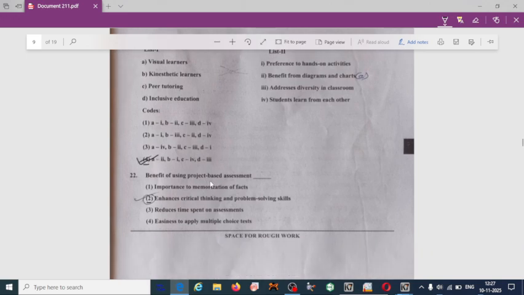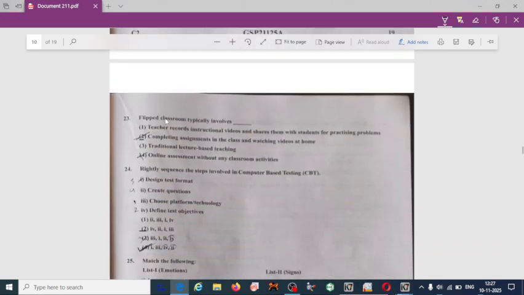Benefit of using project based assessment. Sorry, I will go for the option. Option 2 is correct: enhance critical thinking and problem solving skills. Flipped classroom typically involves. So here the correct option is 2, completing assignments in the class and watching videos at home.